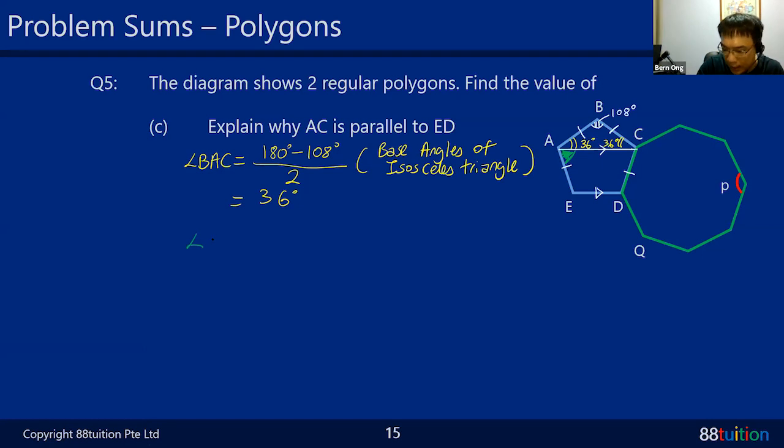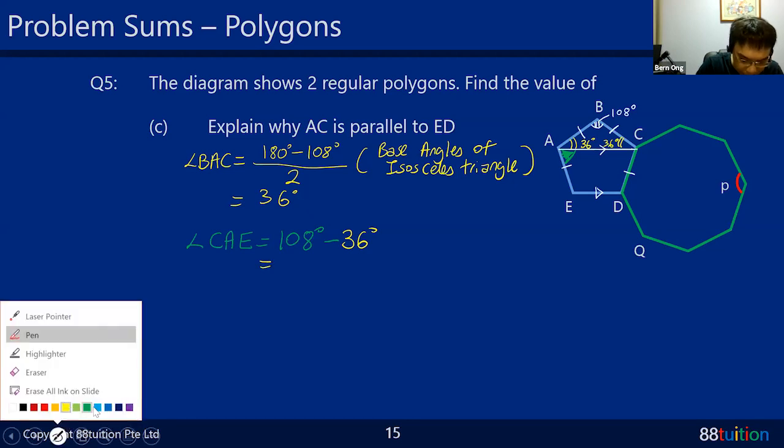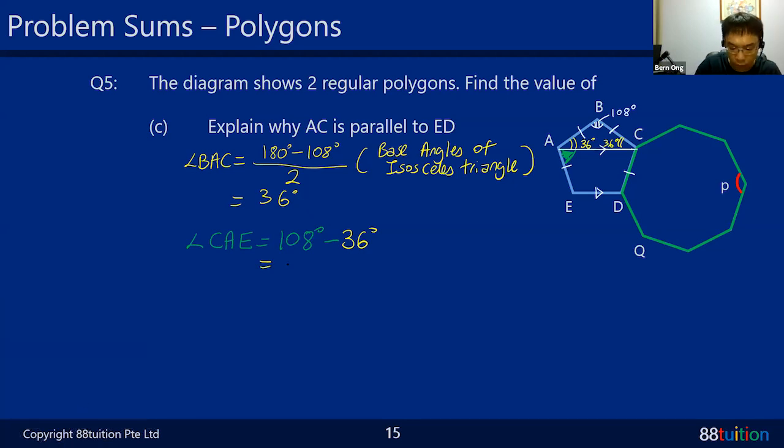Angle shaded green is angle CAE. It is equal to 108, because all the interior angles of a regular pentagon are 108, minus away the 36 which is on top, right? This will give me what? All right, 108 minus 36. Angle green will give me an answer of 72 degrees.